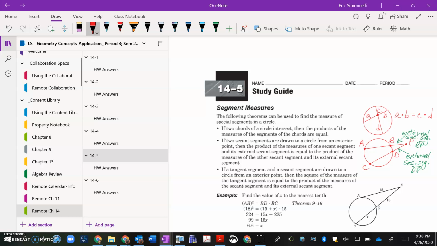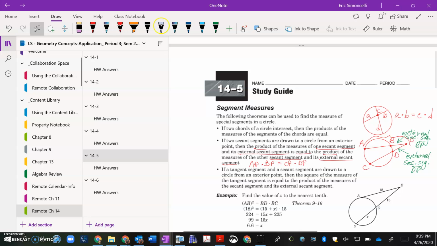So let's consider the very first secant segment, where AP can be utilized appropriately in context. Again, we're talking about the product of the measures of one secant segment and its external secant segment. So that would be quite literally AP times the external secant segment BP, and that will be equal to the product of the other secant segment and its respective external secant segment. In other words, CP times DP.